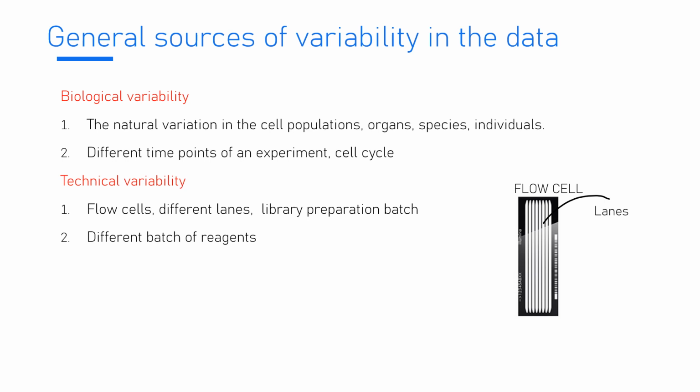Technical variability, such as the different flow cells used in the experiment, the different lanes in a given flow cell, library preparation batches, or different batches of reagents, can all come under technical variability. Now, when you are running the experiment with a large number of samples, it's natural to spread them across different lanes. But we can account for this effect by multiplexing, introducing barcodes in the samples so that later they can be identified and demultiplexed.